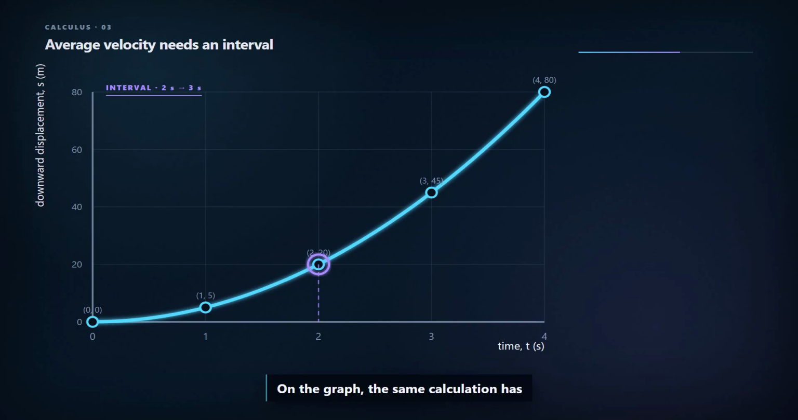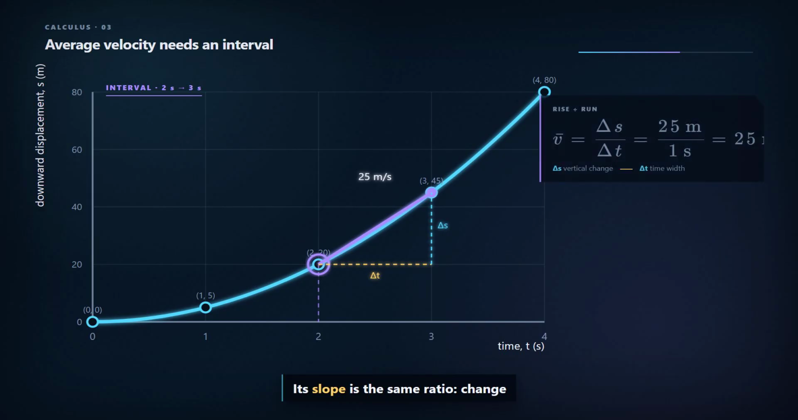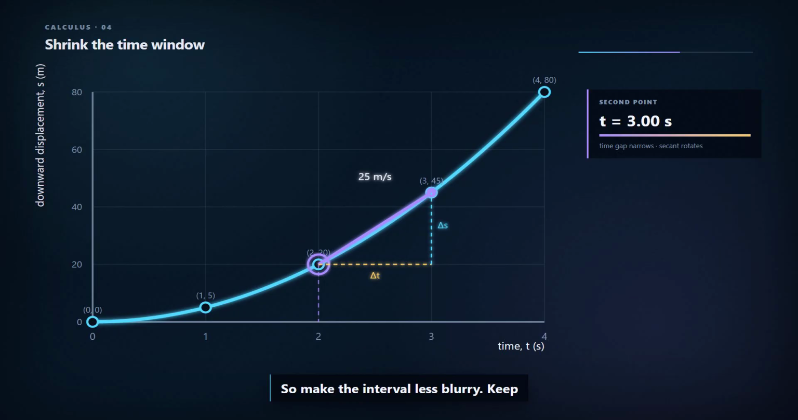On the graph, the same calculation has a shape. Join the two records. The line rises by 25 while it runs by 1. Its slope is the same ratio, change in position divided by change in time. This secant answers how fast over this interval. Our question asks for 1 instant. So make the interval less blurry.